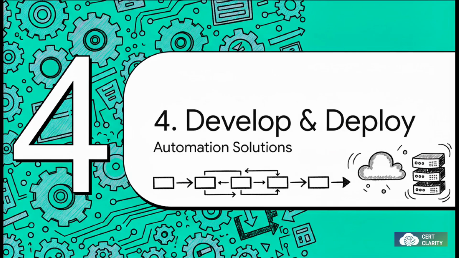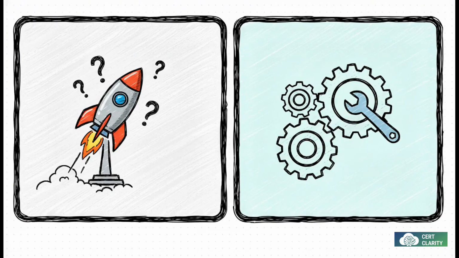Okay, Chapter 4 takes us right into the action, actually developing and deploying these automation solutions. This is where the rubber meets the road, building the TAS and getting it working in your test environments. It's really important to get this. Deploying a TAS isn't a one-and-done thing. The risks change over time.